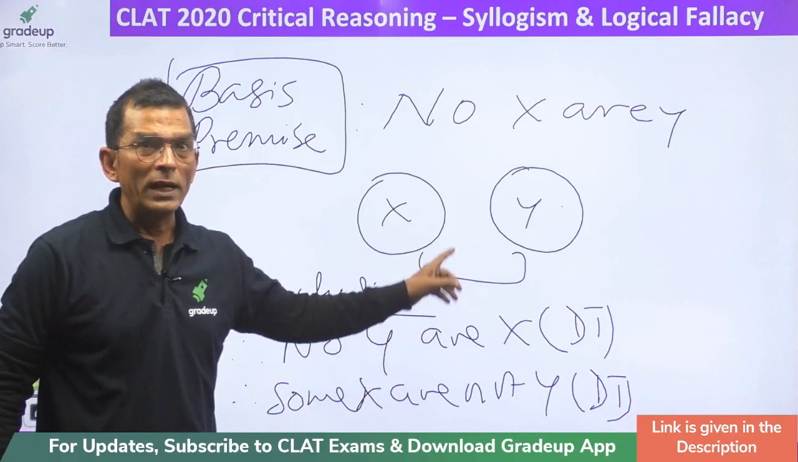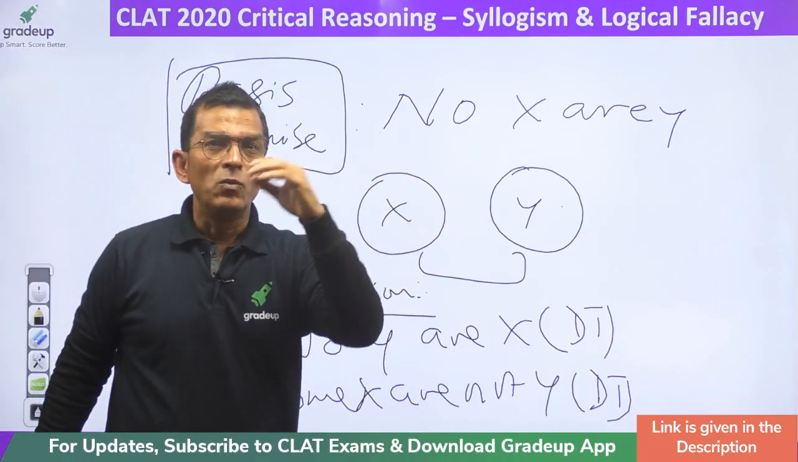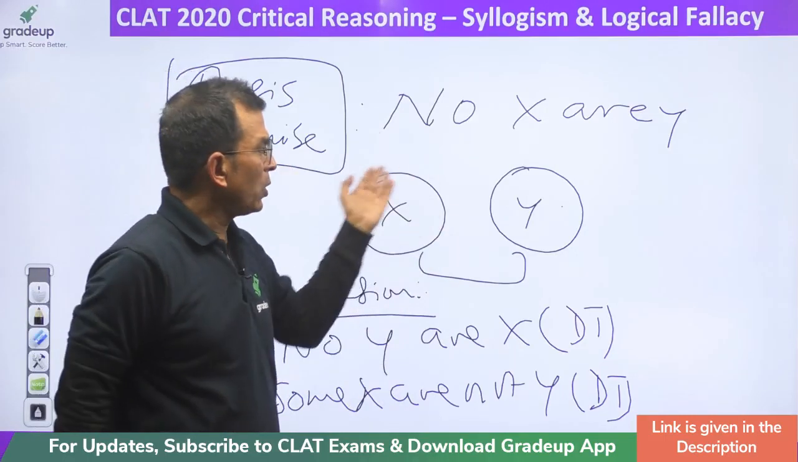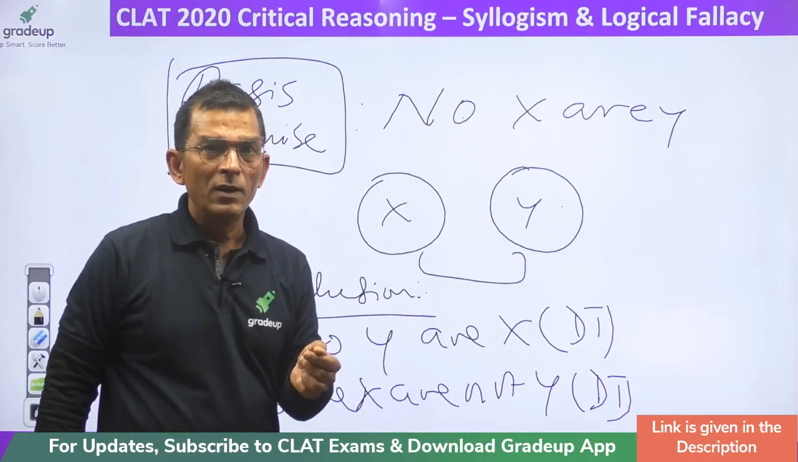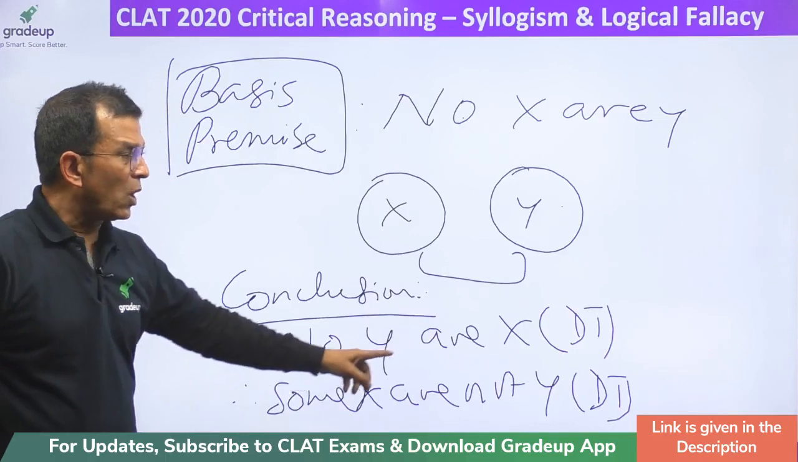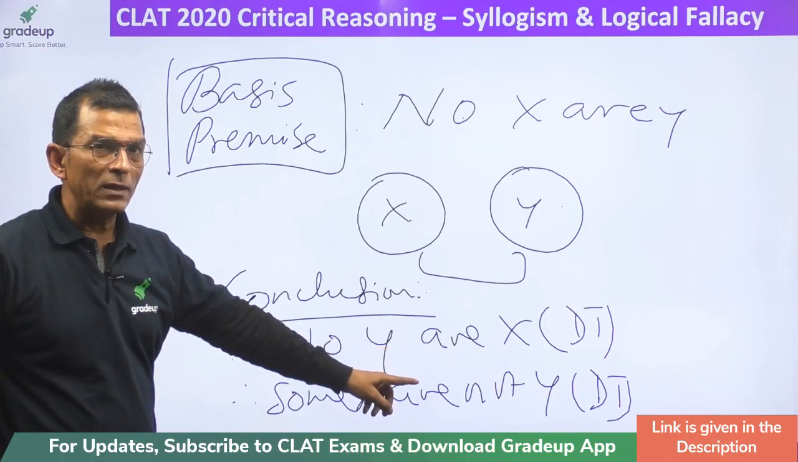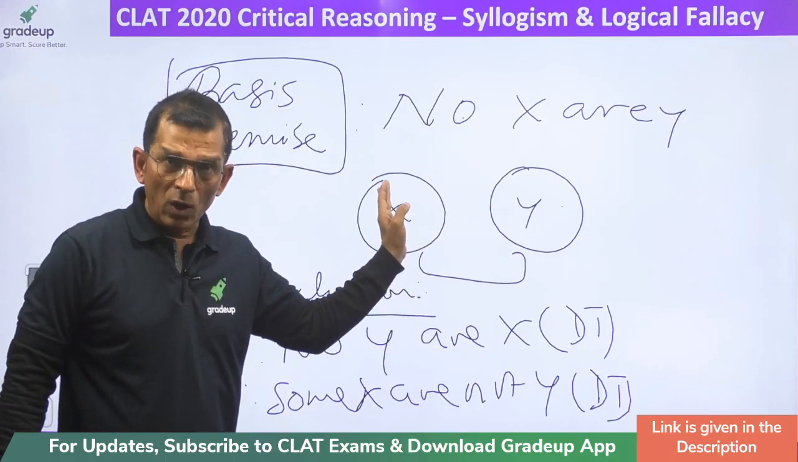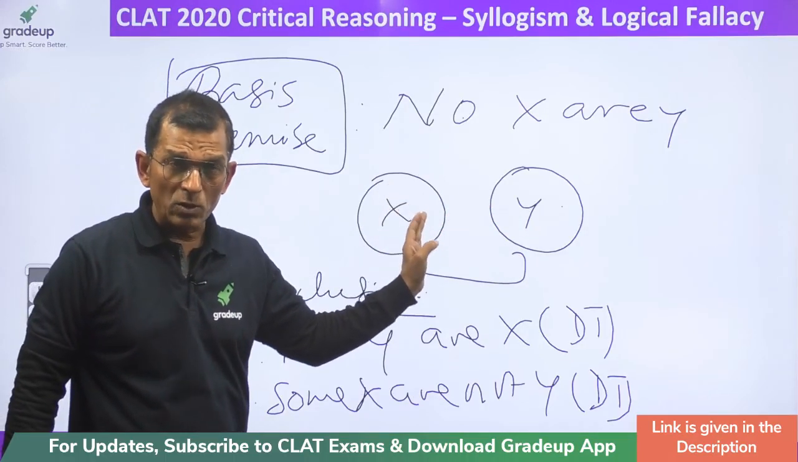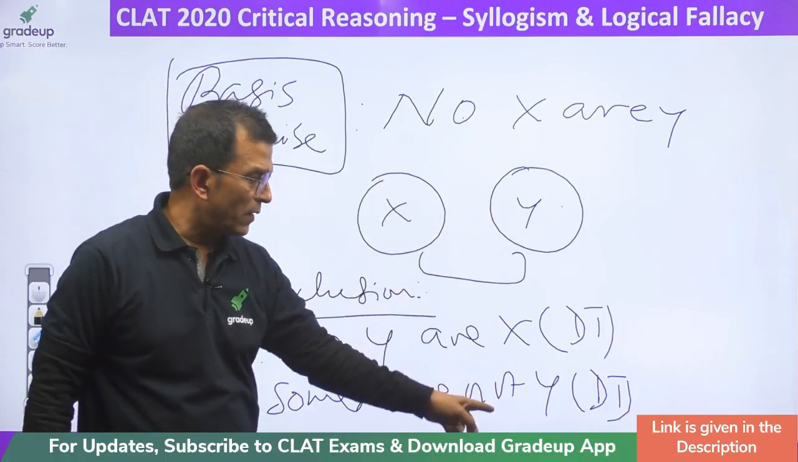Some x are not y. Is that true? See, Mohammed, Khalid, if you say no x are y, then you are restating it. I don't want the statement again. Now look at this. Some x are not y. Is that a true statement? Of course, sir. If all x are not y, then it follows that some x will also be not y. It is definitely true.